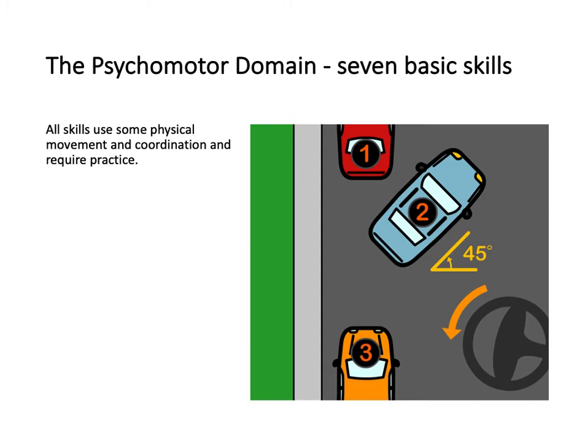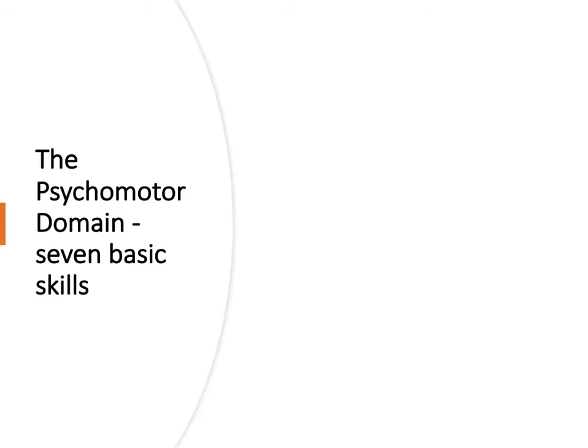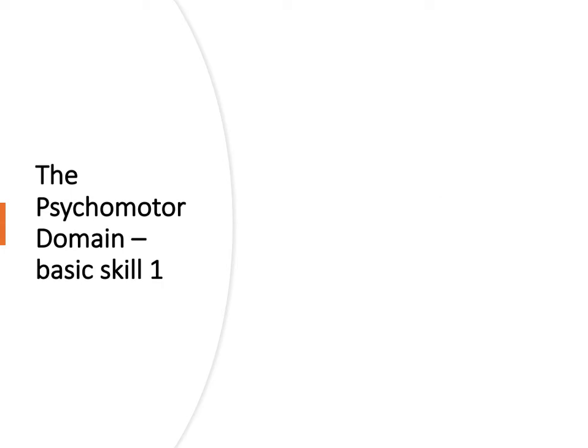Okay, let's go through each of the 7 skills. All skills use some physical movement and coordination and require practice. Progress is measured by speed, distance, precision, or techniques of execution. Number 1. Perception. This involves nonverbal cues such as learning that a stove is hot.